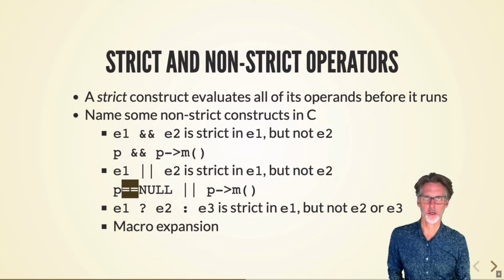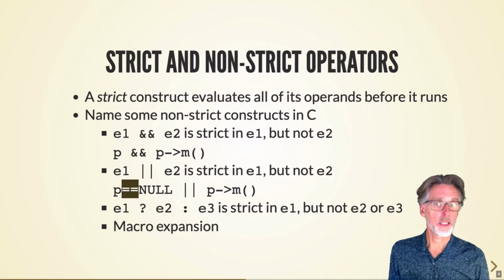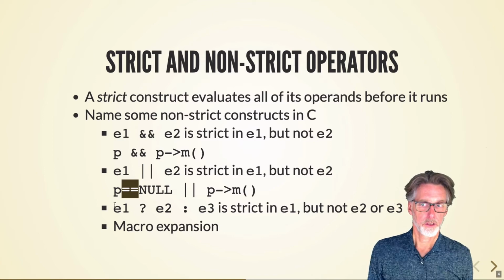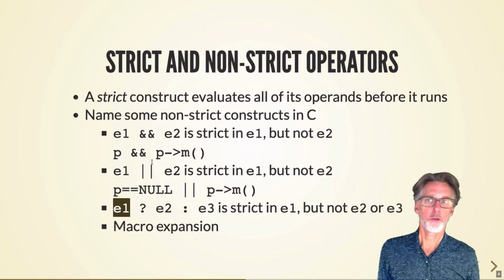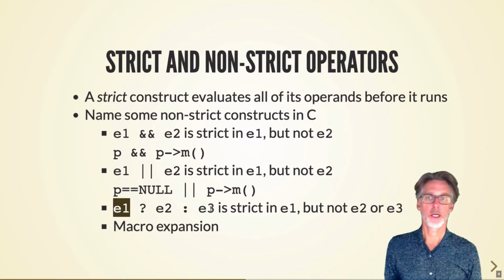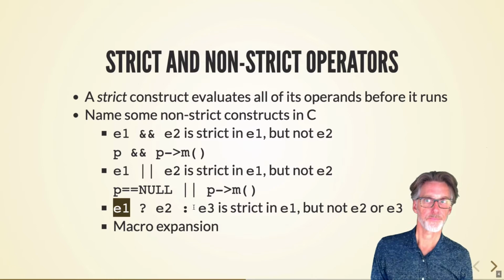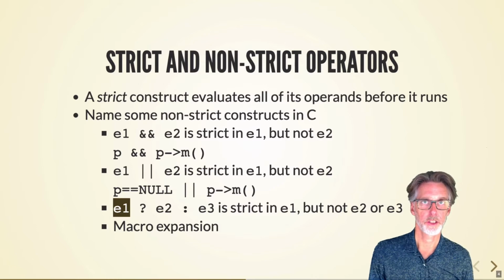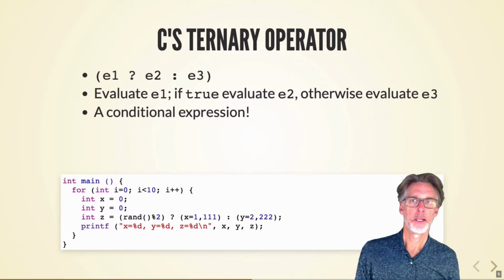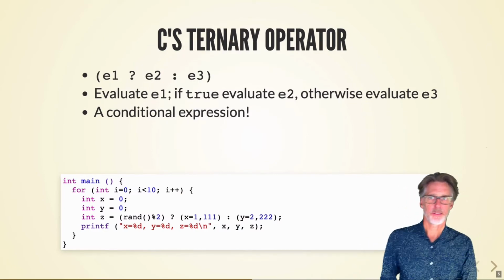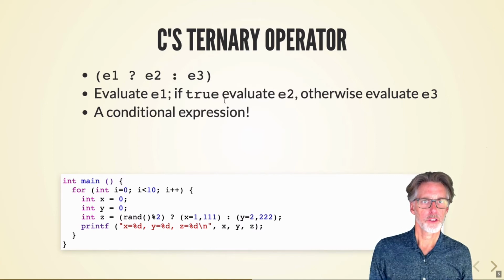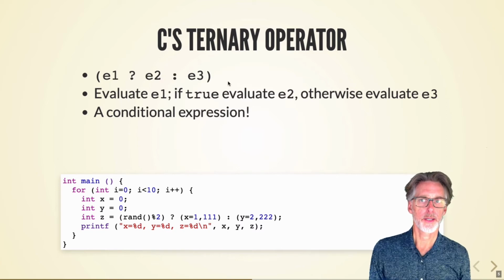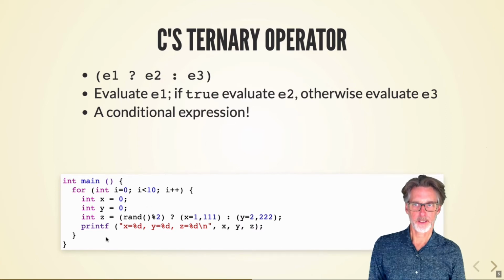There are other things in C that are non-strict, including the ternary operator, which is the conditional, if E1, then E2, else E3, and macro expansion. Note that we can express both and or in terms of the ternary operator. It's a useful exercise to do it. I'll talk about macro expansion in a sec more. But the ternary operator is very useful in C. So this expression, again, will evaluate E1. If E1 is true, then we evaluate E2. Otherwise, we evaluate E3.